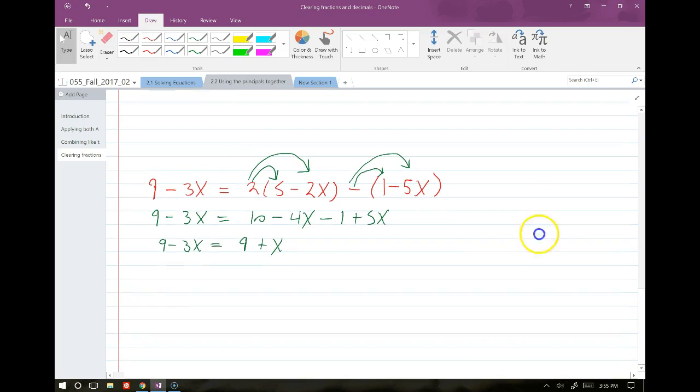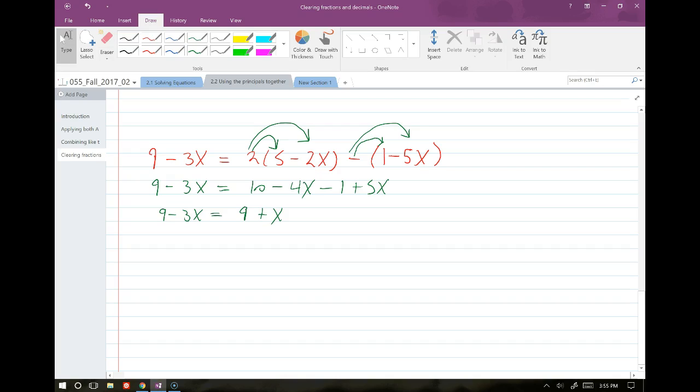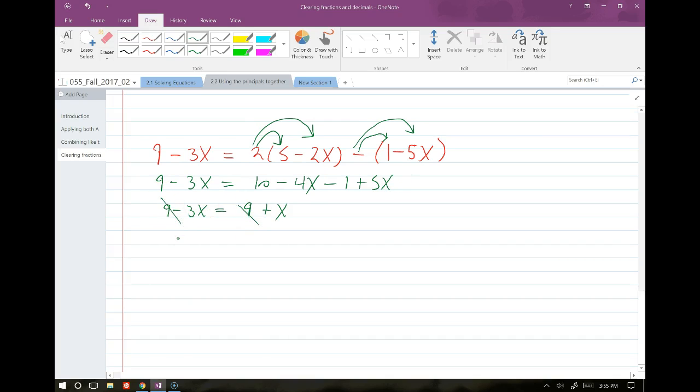Okay, so now if you guys see, we can subtract 9 from both sides, right? And those just go away. So then we have negative 3x, which is equal to plain old x. We're going to subtract x from both sides. And that's going to give us 0 on that side and negative 4x on this side. x has to be 0. There's no other answer. Nice job, sir. Nice job sticking your neck out there.